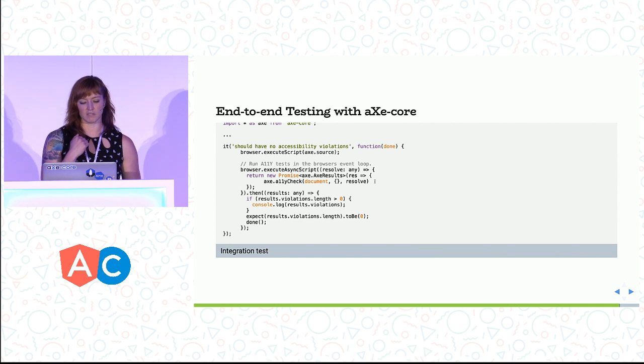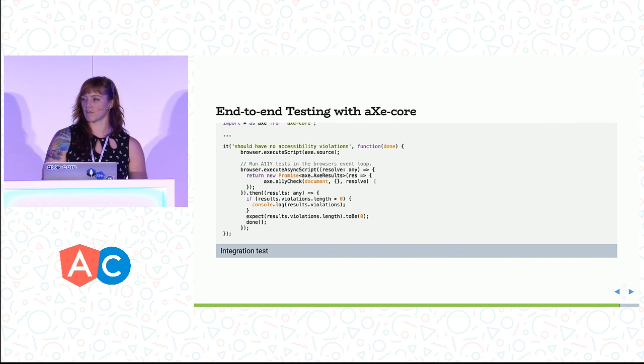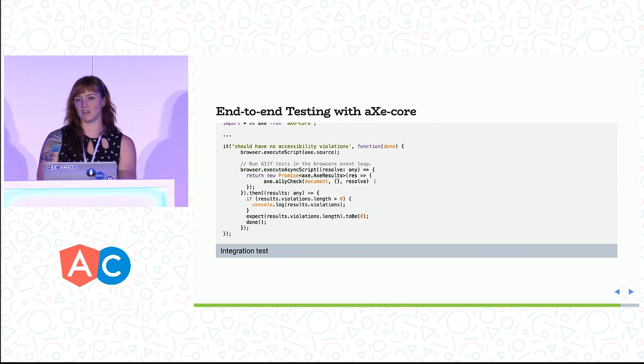Once we have that response with a promise, we can inspect this results object that it hands us. And it has either passes or violations, and we can look for violations to see what we need to fix. So if it has some violations, we can log those to the screen, and our engineers can actually go in and fix the things that it points out.